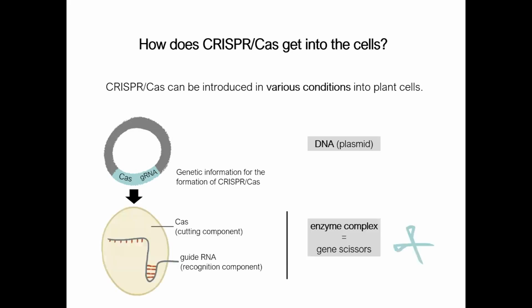The gene scissors are an enzyme complex consisting of the cutting component Cas and a recognition component called guide RNA. The guide RNA guides the gene scissors to the place in the genome where it is supposed to cut and is designed to recognize a specific DNA sequence of the target organism. CRISPR-Cas can also be introduced as an already formed enzyme complex. To make things easier, I'll show the enzyme complex as gene scissors in the next slides.